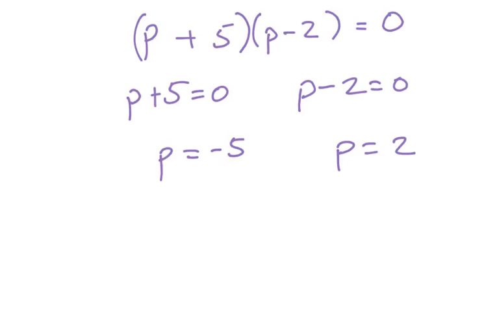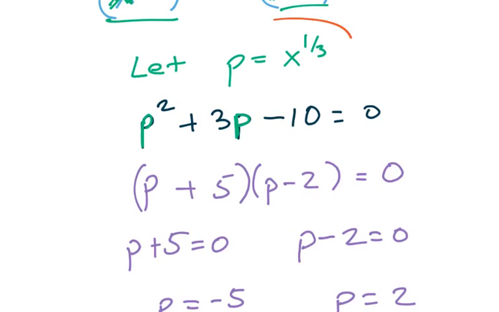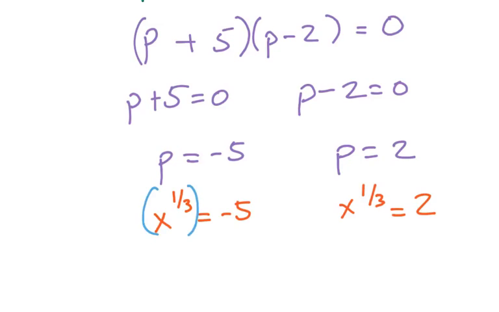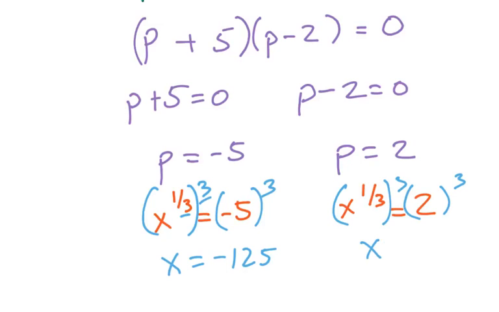Now, to finish the question off, remember, we are not solving for p, we are solving for x. So I have to take this value of p, which is x to the 1/3, and rewrite p as x to the 1/3. And if I want to get rid of the 1/3, I just raise it to the 3, because the rule is that when you raise to another power, you multiply, and 1/3 times 3 is 1. So this gives me x is equal to -5 times -5 times -5, which is -125. And on this side, I'm left with 8. So x is equal to -125, or x is equal to 8. And there's your answer.